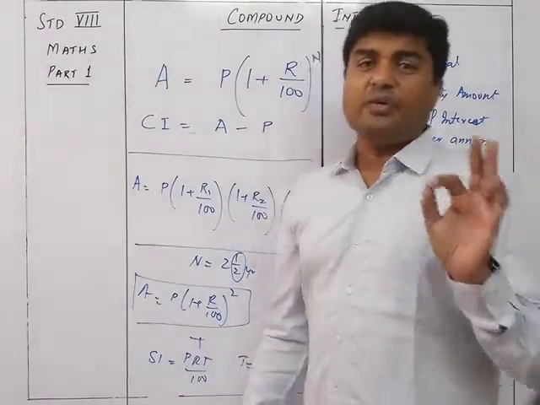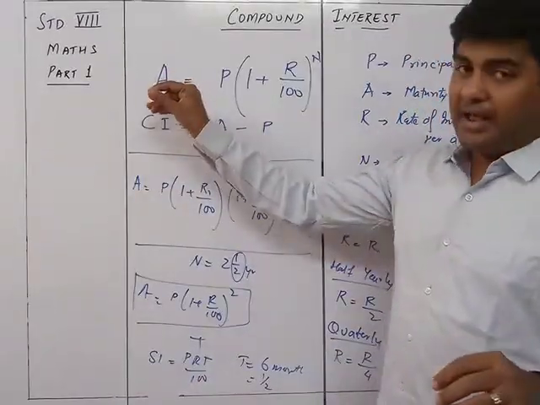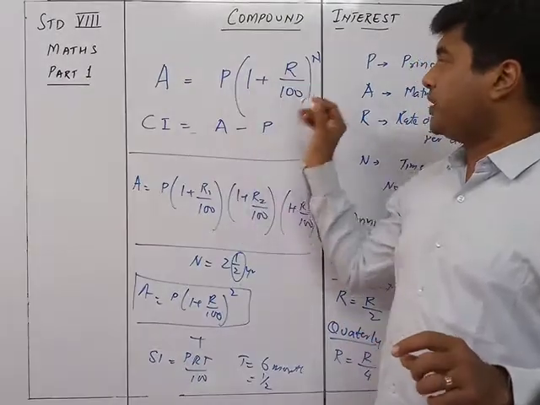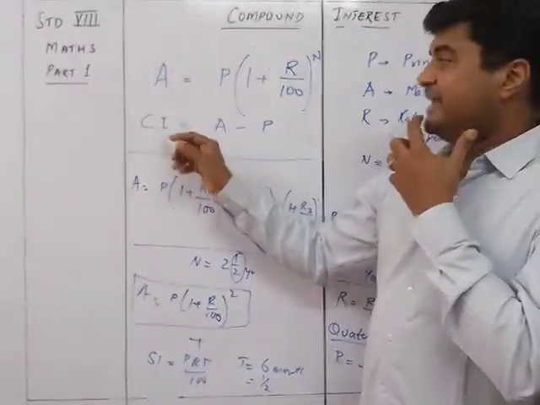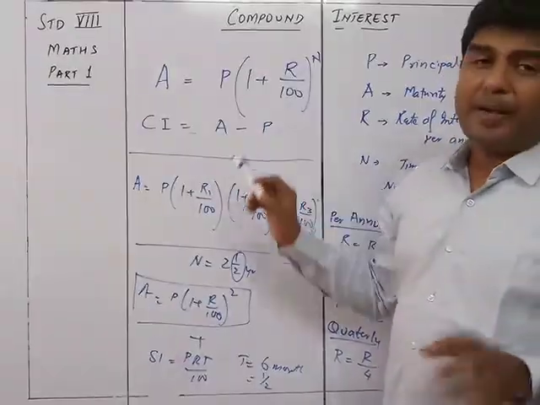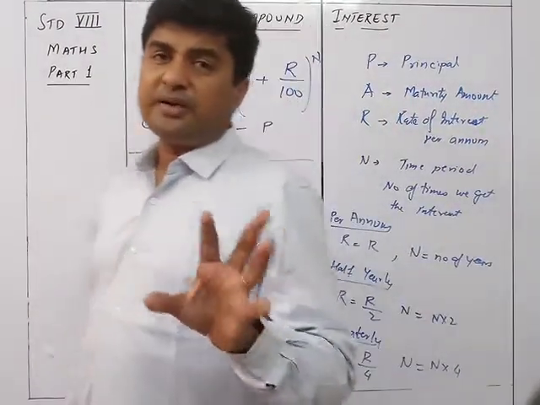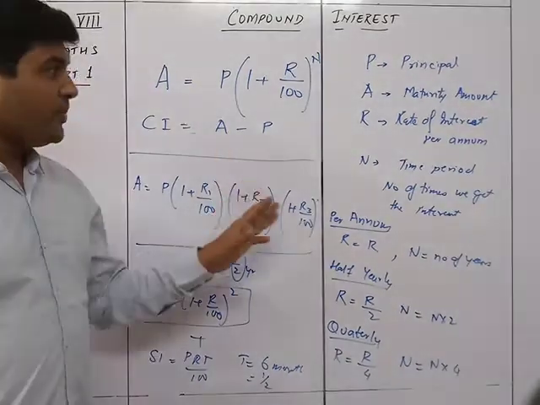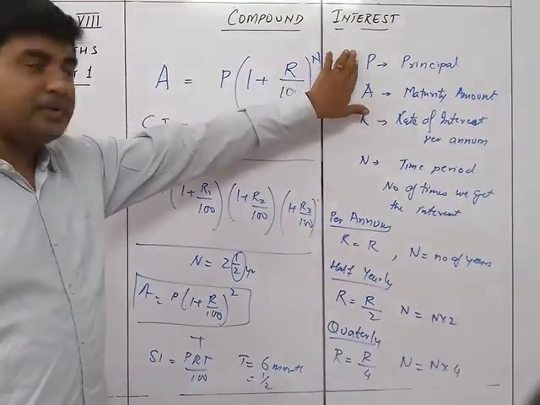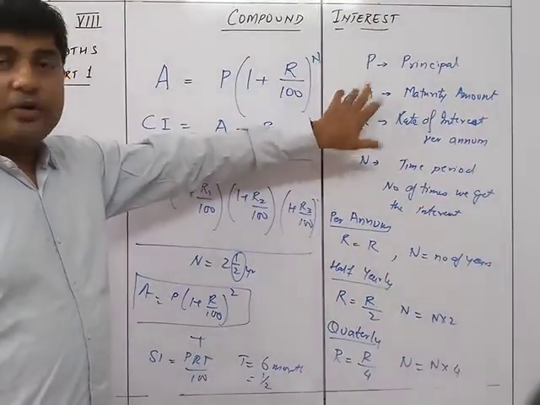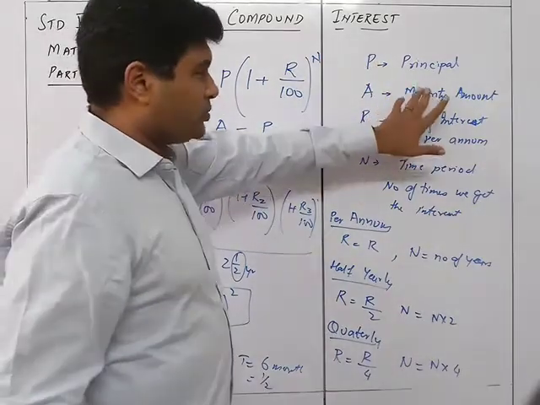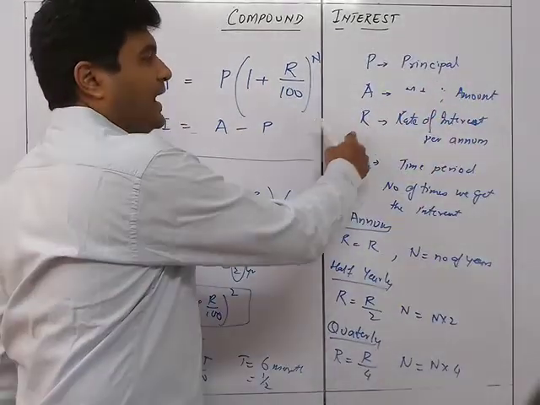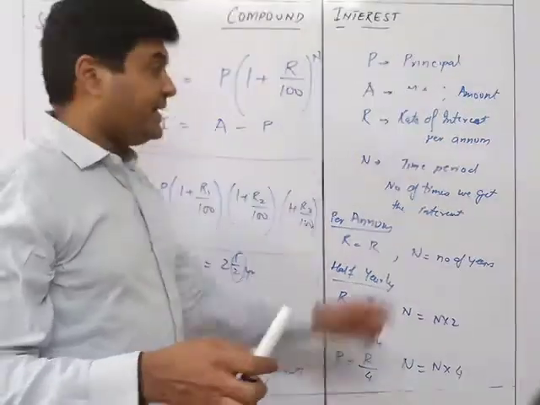The basic thing is that you need to read the formula properly. A, amount, is equal to P(1 + R/100) raised to n, and CI, that is compound interest, is equal to amount minus principal. So amount minus principal gives you the compound interest. Okay. So these are the two formulas, and very important is P is the principal, A is the maturity amount or the total amount. We can just say amount also, not a problem, maturity का जरूरत नहीं है. R is the rate of interest per annum. The rate is per annum.